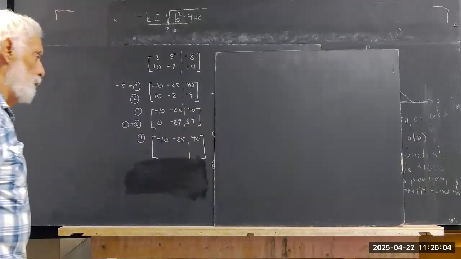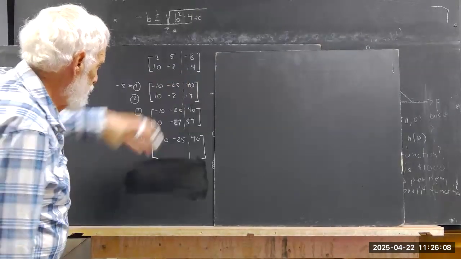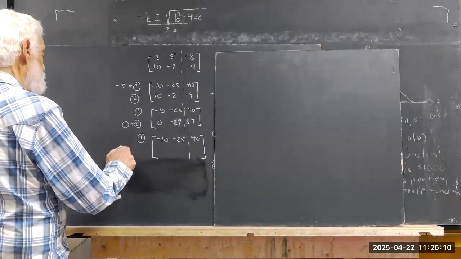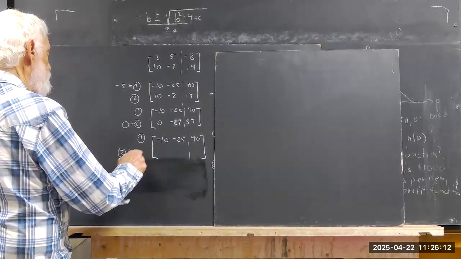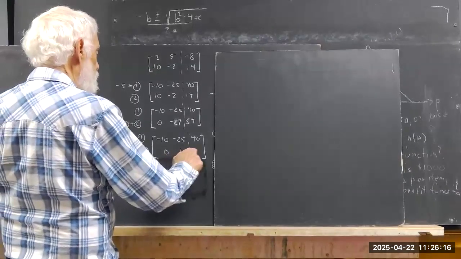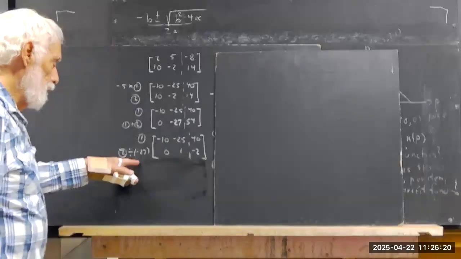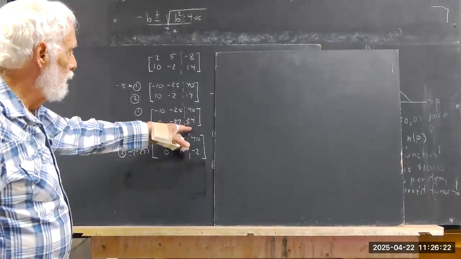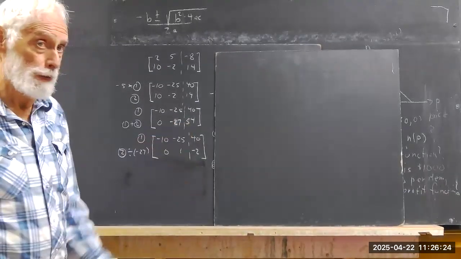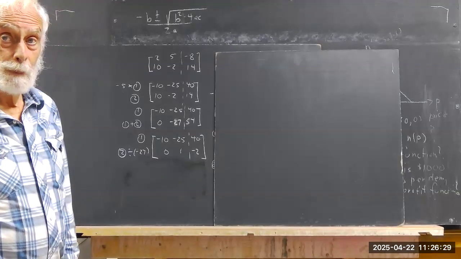Because I don't want to change equation 1 and I don't need to use equation 1 to get a 1 here, I can divide the second row by -27 and I get 0, 1, -2. -27 divided by -27 is 1. 54 divided by -27 is -2. With me? Make sense?